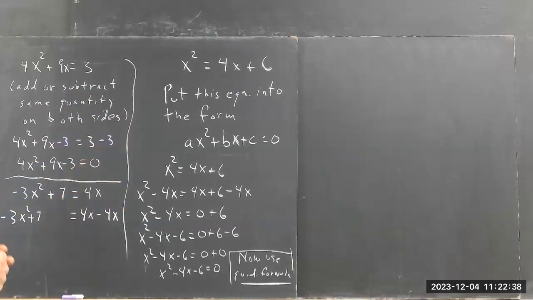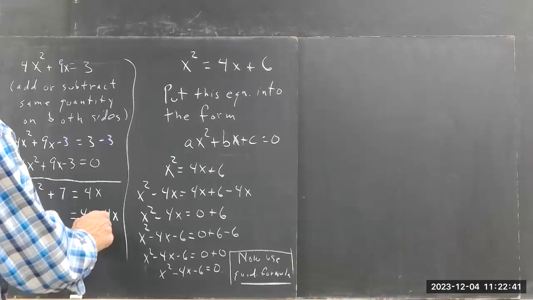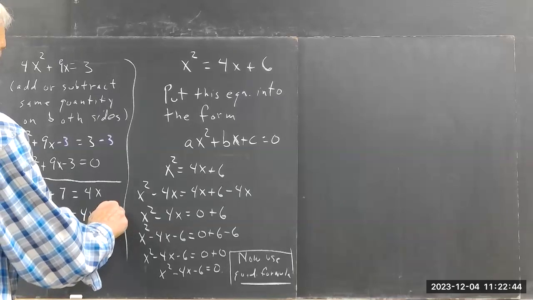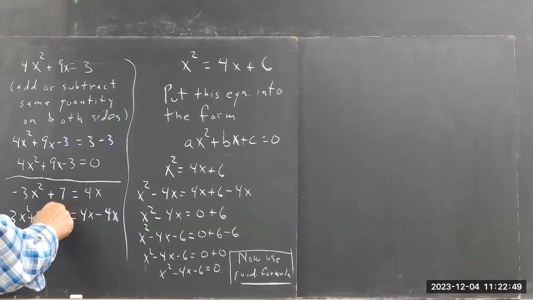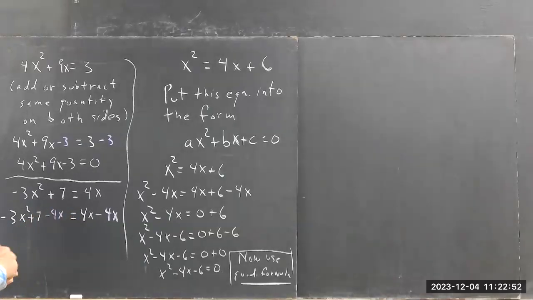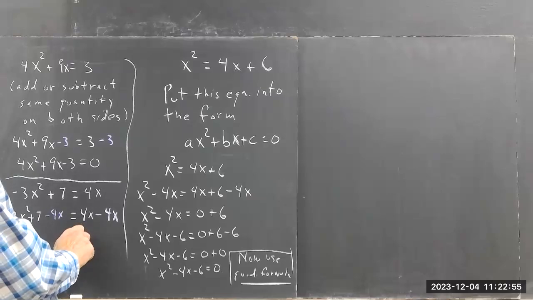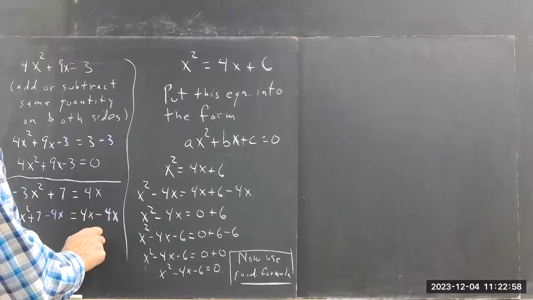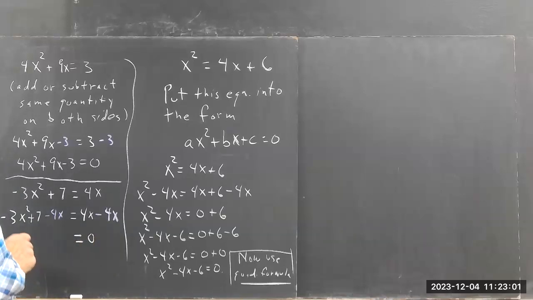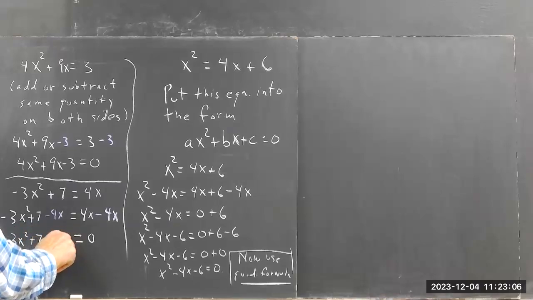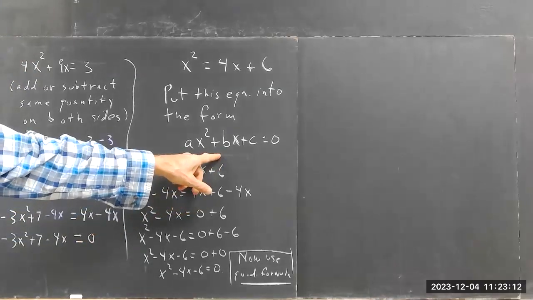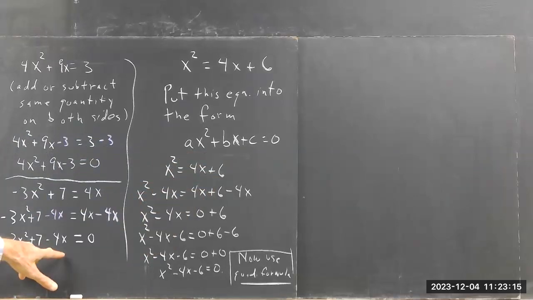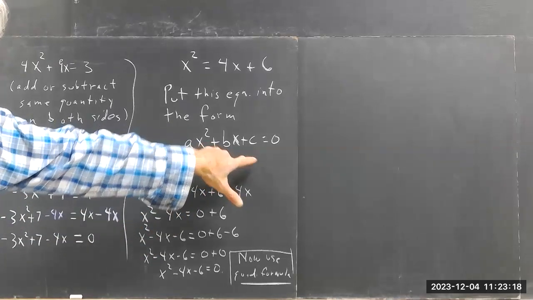So if we do a minus 4x over here, and I meant to write that in purple, so halfway purple, we've got to do the same thing over here. Now what do we have on this side? 4x minus 4x is 0. And we have negative 3x squared plus 7 minus 4x equals 0. Now, this isn't quite yet in this exact form. Can you see why this expression isn't in the form of this one?